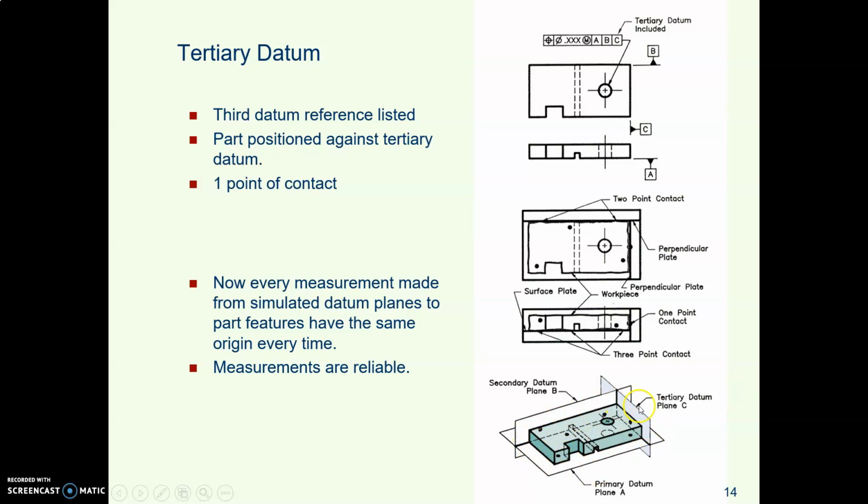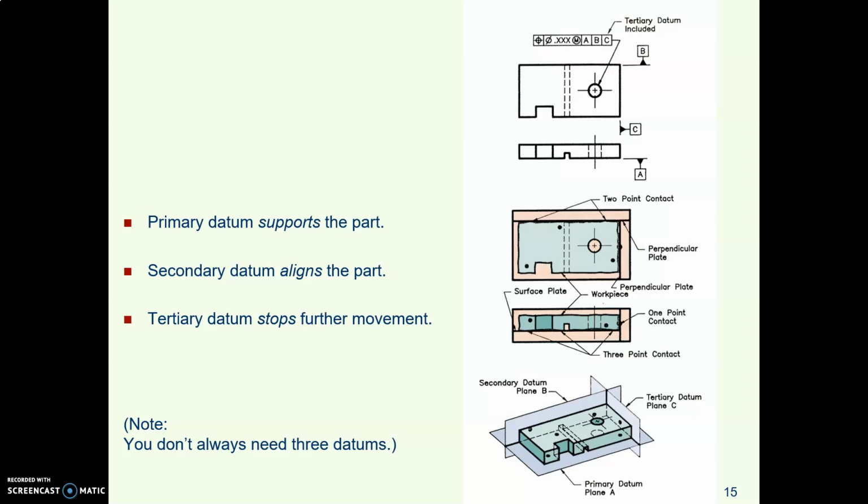Now you have your part set up in a datum reference frame where all your measurements will be taken the same way every time. You could think about it this way. The primary datum supports the part. It's like setting it on a table. The secondary datum aligns the part. That line contact keeps it from twisting. And the tertiary datum, that 1 point, stops further movement. And you often see parts with only 1 datum or only 2 datums. You don't have to have 3.